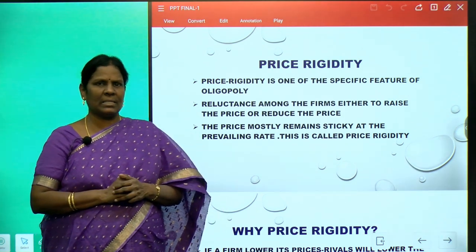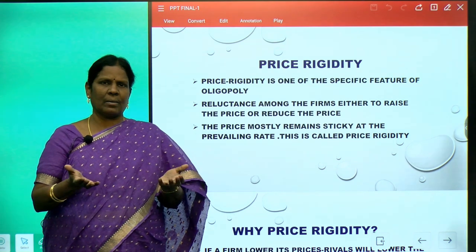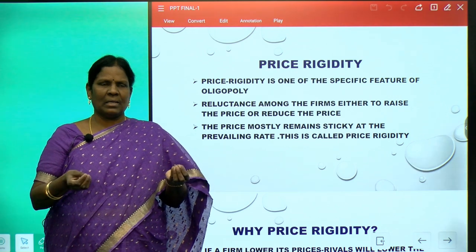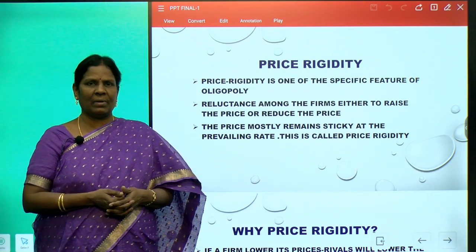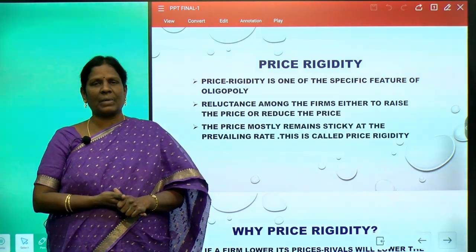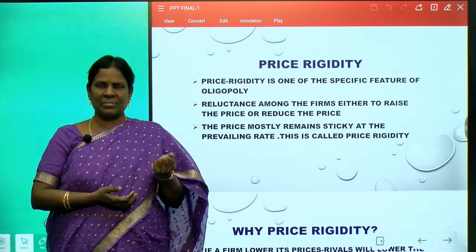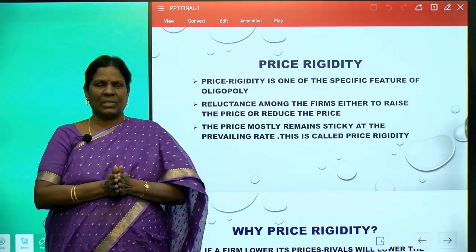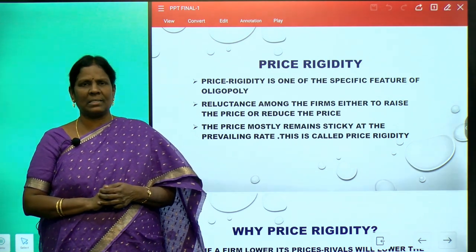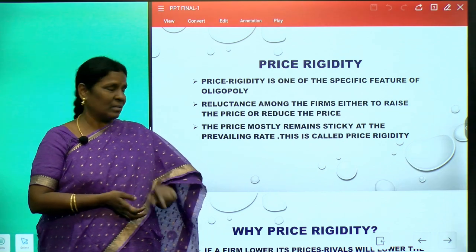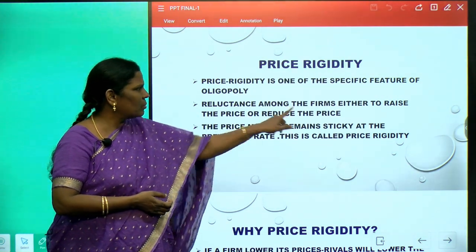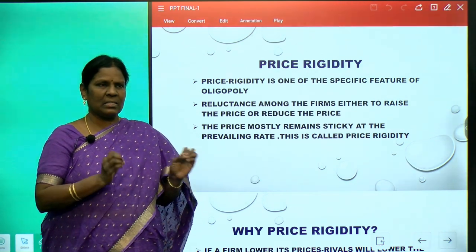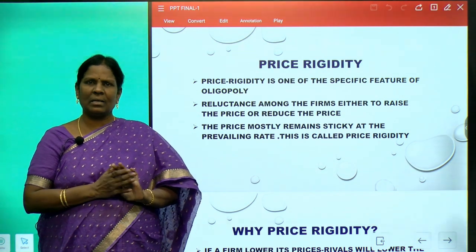So what is price rigidity under oligopoly? You know very well there exist only a few sellers. To get profits, these sellers determine their price level basing on the rival firms' price decisions. Once the price is fixed according to the rival firms' price decisions, they won't change the price. Instead they stick to a particular price, which is called price rigidity. In other words, it is the reluctance among the firms either to raise the price or to lower the price, and instead to stick at one price.